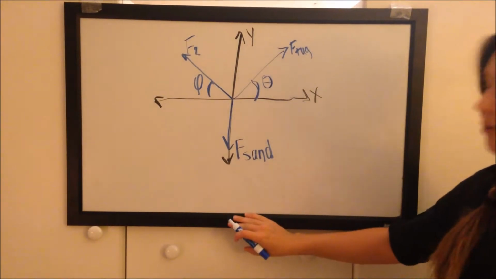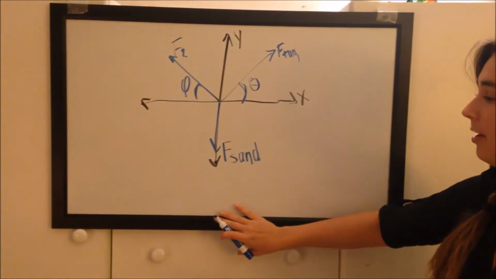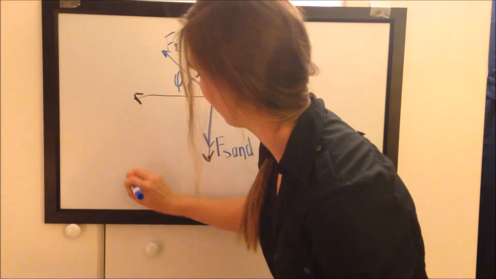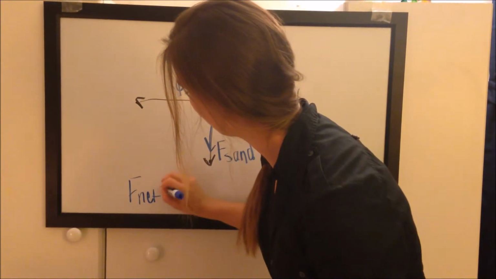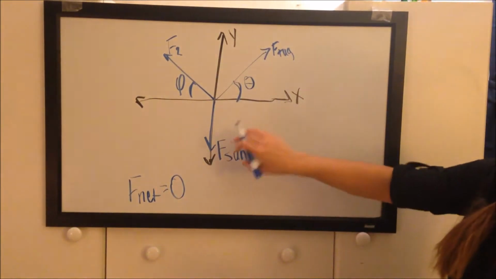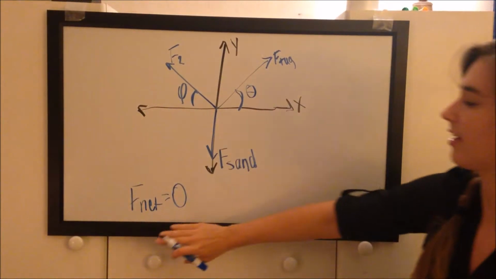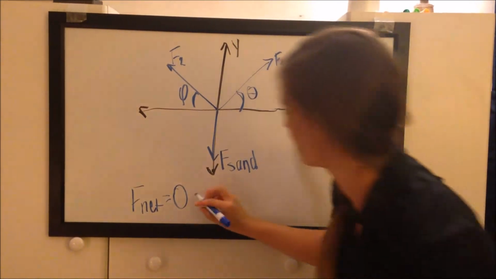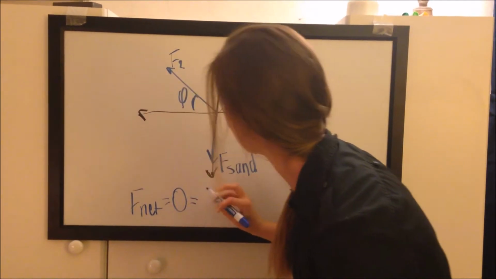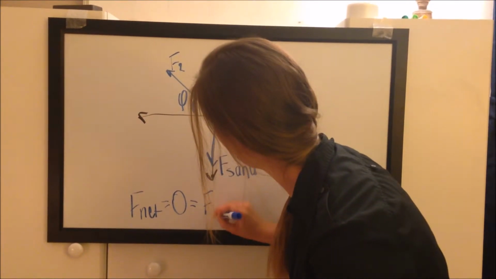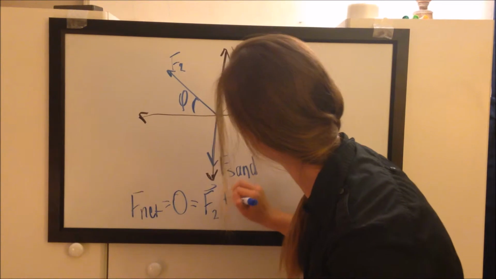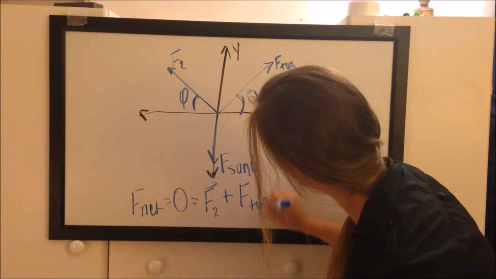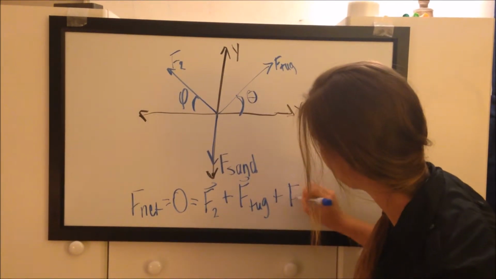Also, we have to know that F net is going to equal 0 because the velocity is constant throughout the entire problem. So F net equals 0, and we know we have all these three forces. So if the net force equals 0, we know that all three forces have to also sum to 0. So F net equals 0, which equals the force of the unknown, the force of the tug, and the force of the sand.